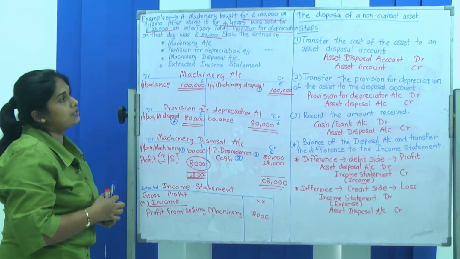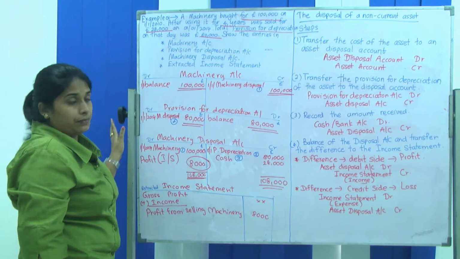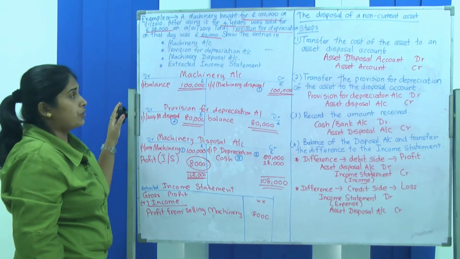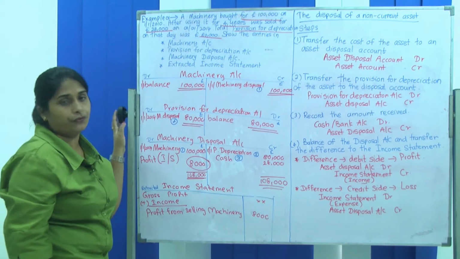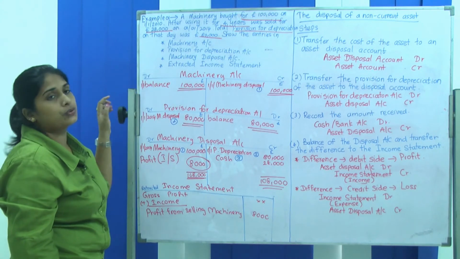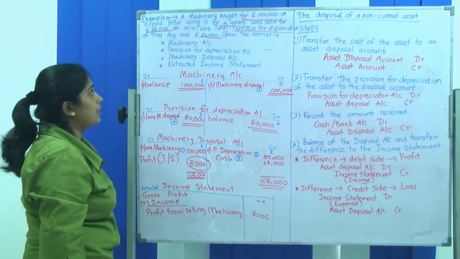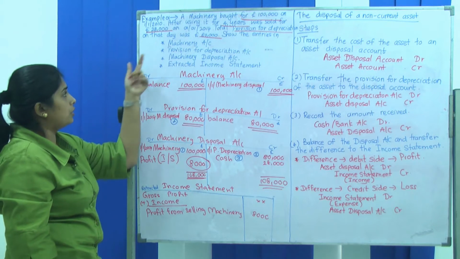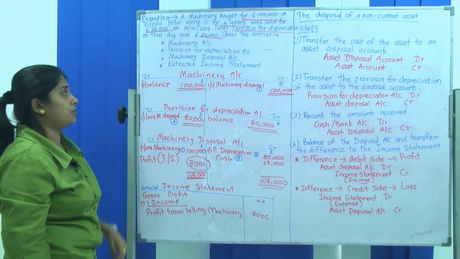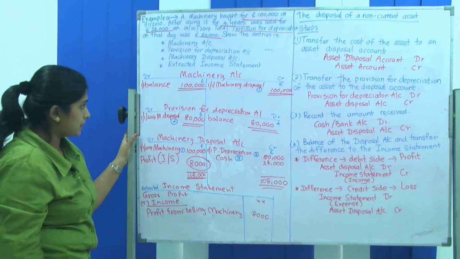So we followed the steps. I'll explain once again. The machinery which they bought on the 1st of January 2010 for 100,000, they have used for 4 years and they are going to sell it for 28,000, and the total provision for depreciation is 80,000. Now they are asking you to show the entries in the machinery account, provision for depreciation account, machinery disposal account, and extracted income statement.